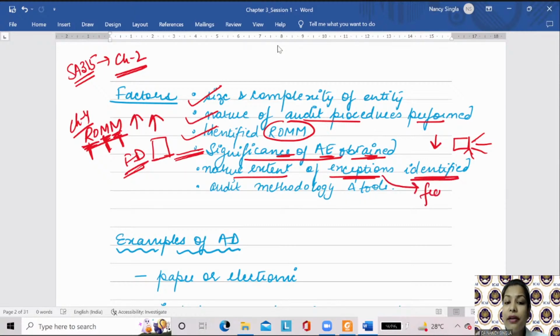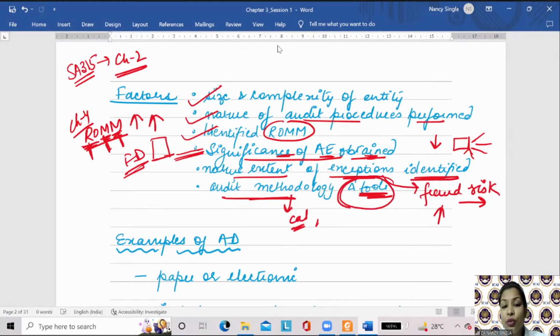If any fraud risk is there, obviously the extent of audit documentation will be more. Audit methodology and tools. If you are doing certain calculations, if you are asking for external confirmation, if you are using certain computerized tools, obviously the form, content and extent will vary accordingly. Okay? So, a very simple topic: what are the factors which have an effect on the form, content and extent of audit documentation. I hope it is clear.